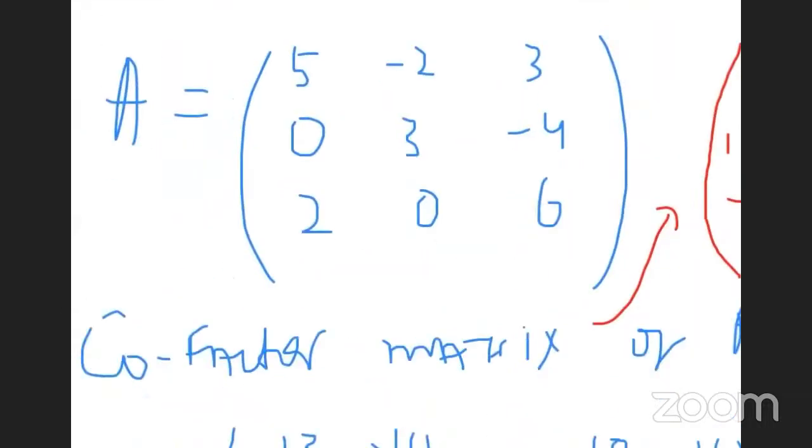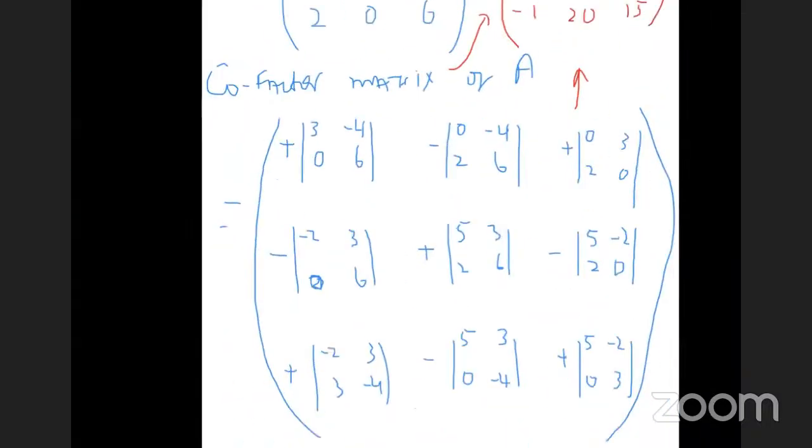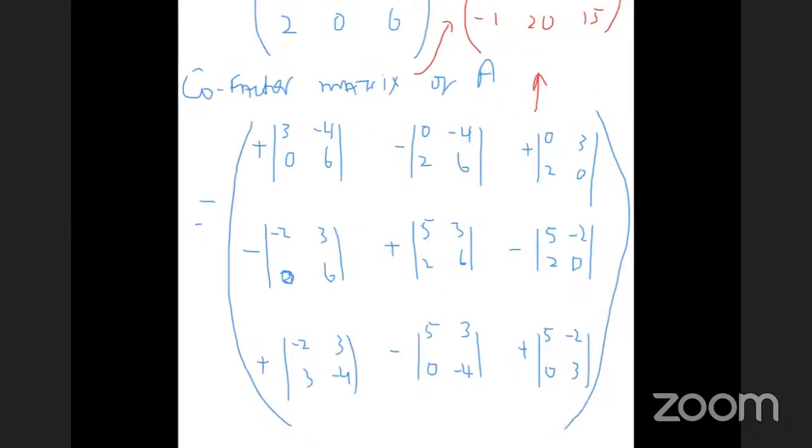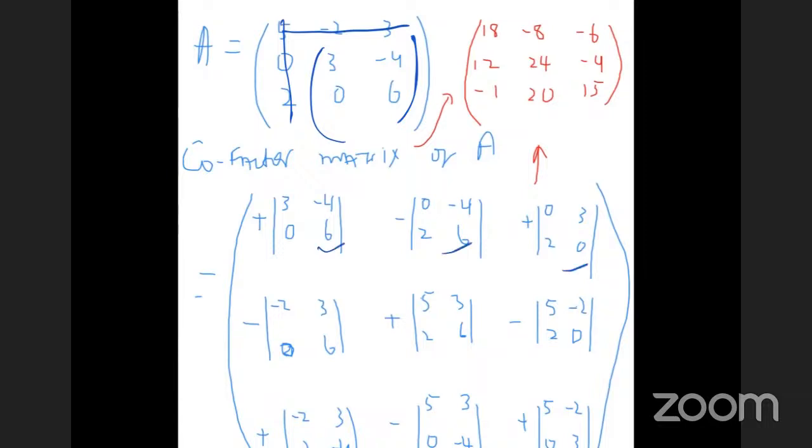We have to find the inverse of 5, minus 2, 3, 0, 3, minus 4, 2, 0, 6. First thing first is to find the cofactor matrix. Watch it here. The cofactor matrix is the sign times the minor. Let me just remind you how to get the minor. Cancel up here. That's your minor there. So you find the minors for all, and you multiply by the sign. What you have is a cofactor matrix, this one in red here.